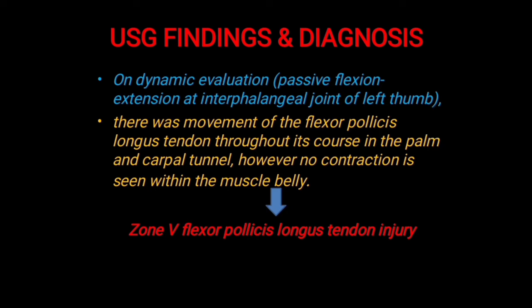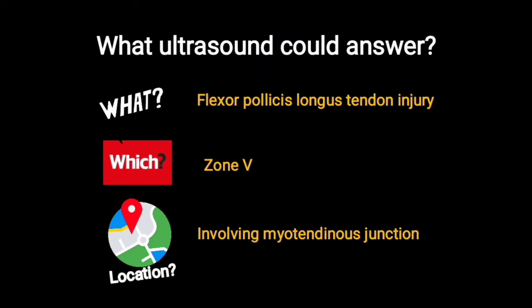On dynamic evaluation, that is passive flexion and extension at interphalangeal joint of left thumb, there was movement of Flexor Pollicis Longus tendon throughout its course in the palm as well as in carpal tunnel. However, no corresponding contraction was noted within the muscle belly, suggesting that it is a zone 5 Flexor Pollicis Longus tendon injury. So, on the basis of high resolution ultrasound, we could answer what was the lesion.